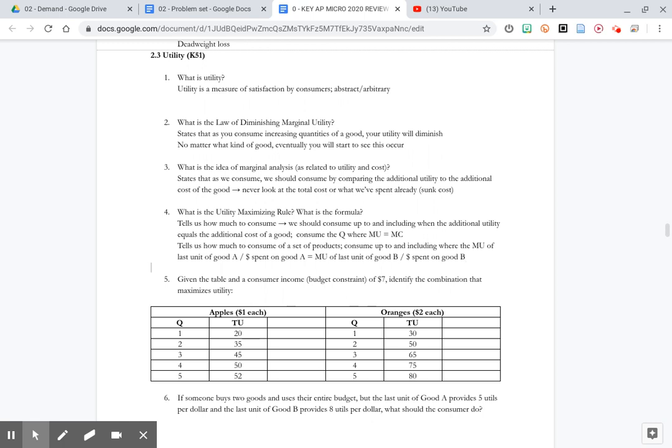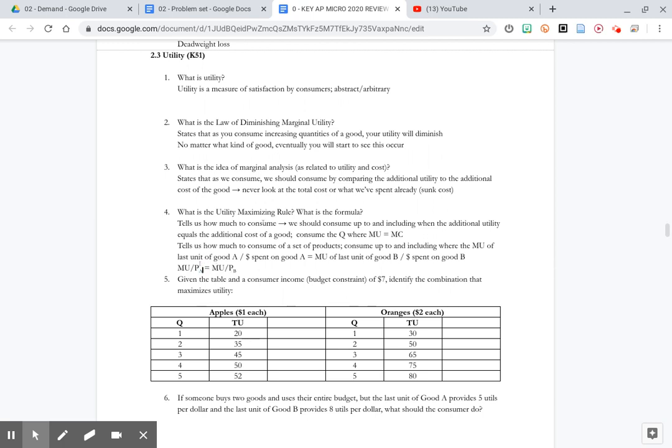And that's typically given as MU over P sub A is equal to MU over P sub B. I would say B in this case. So sub B is the way to think about it. So sub B.